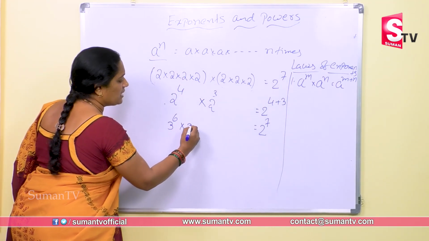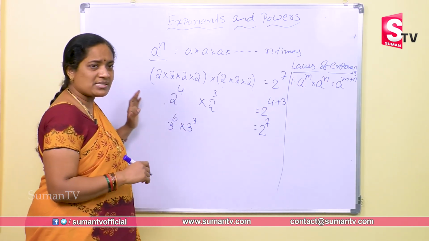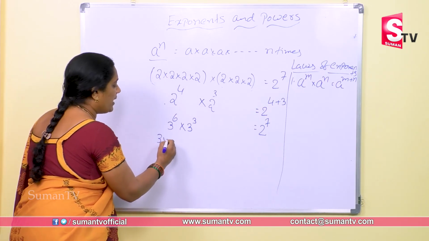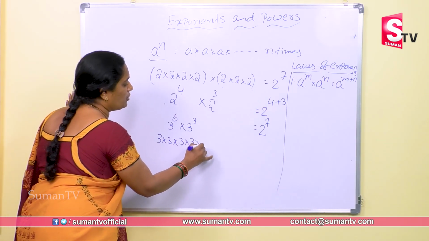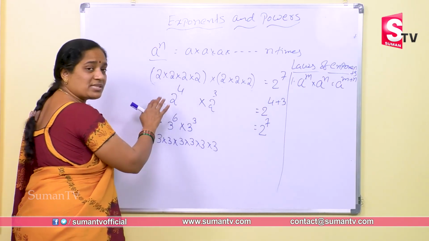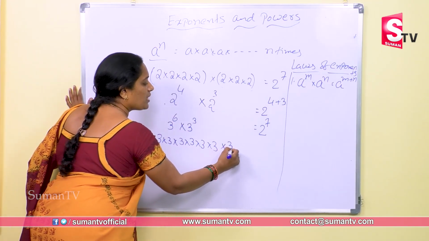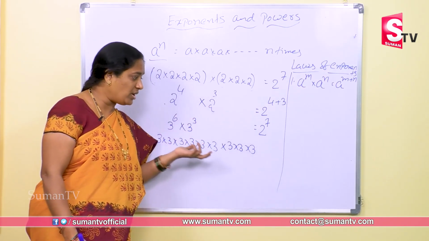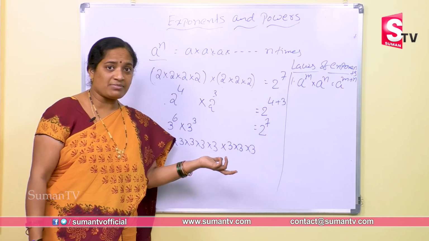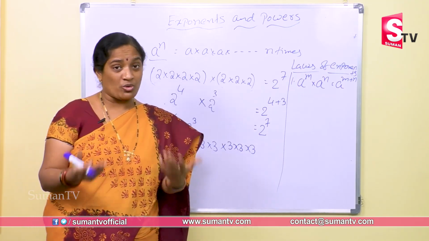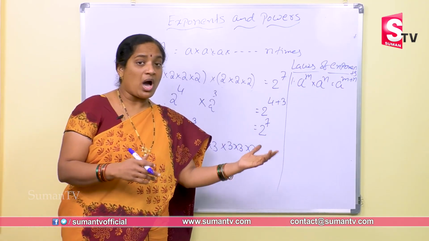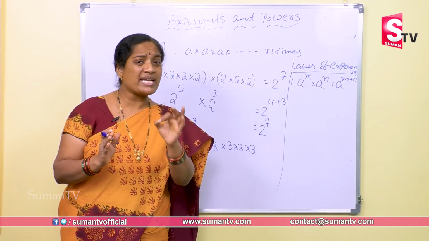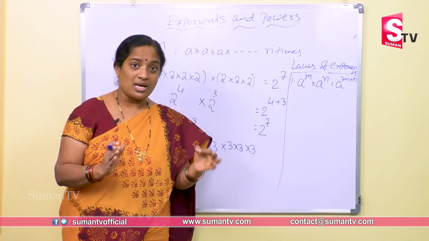3 to the power of 6 into 3 to the power of 3. Yes, without applying the formula, you can solve it. How? 3 into 3 into 3 into 3 into 3, 3 power 6 is done. Now coming to 3 power 3: 3 into 3 into 3. Right? Now 3 power 6 is written 6 times, 3 power 3 written 3 times. While writing, you may forget to write one 3, you may miss it, or you may write one more. So at that time, you may get a wrong answer, right?